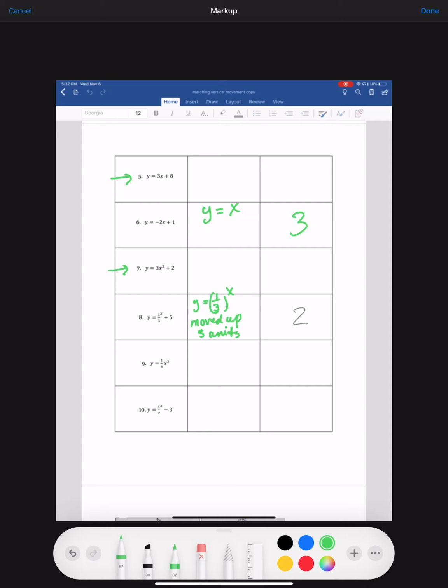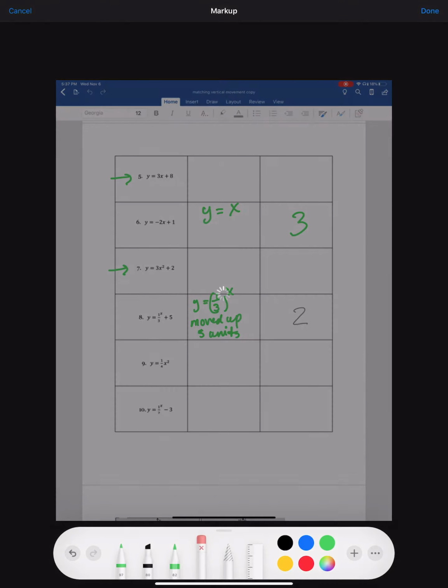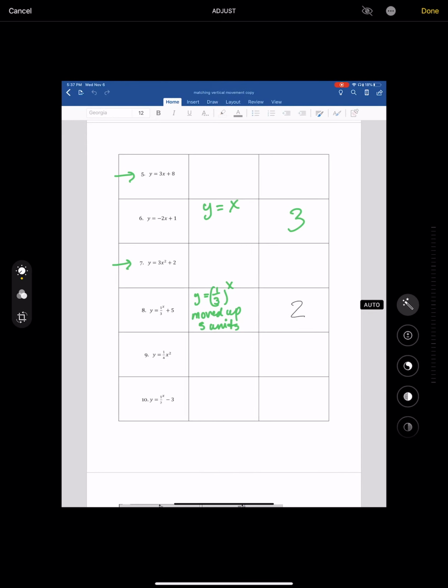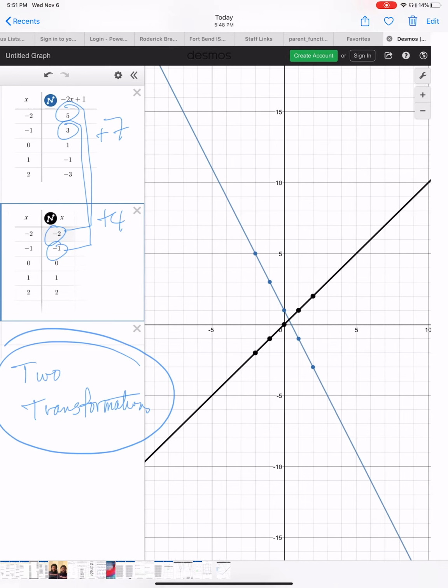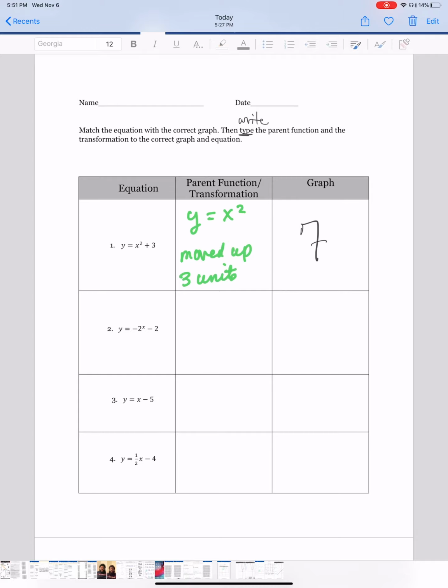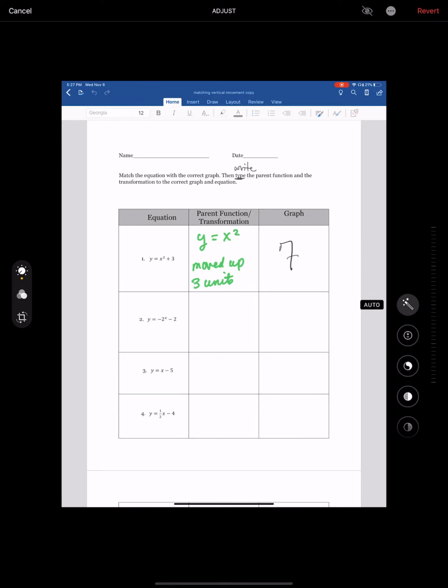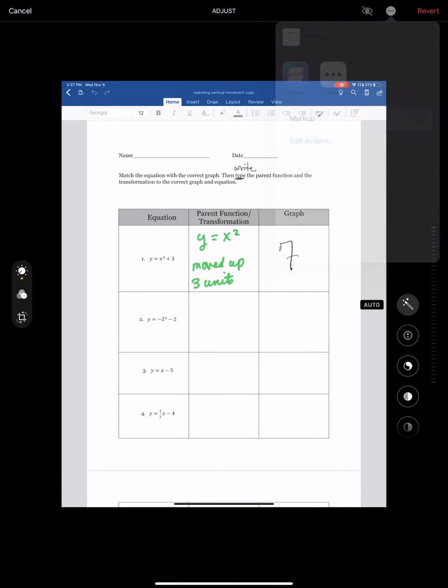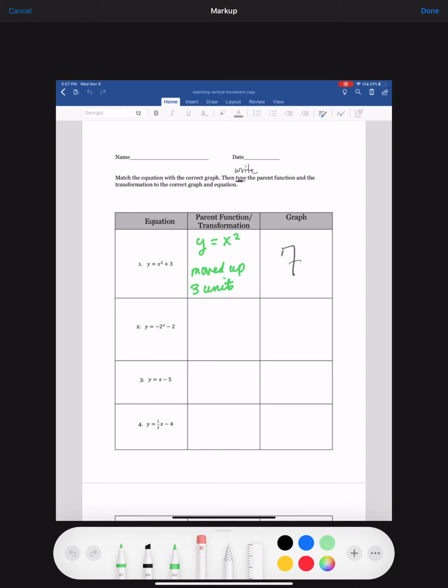Let me see. I think that's the only ones on this page. Let me look at the first page. For the first page, number 2 is a multiple transformation. Let me put that. That's a multiple transformation. And number 4 is a multiple transformation.